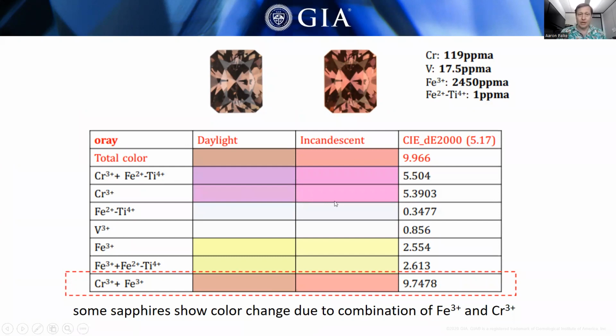So chromium is giving a pink color, but again, not much of a color change on its own. There's not much iron titanium pairs in this sapphire. And then the iron 3+ atoms on its own is also shown here. But none of these individual chromophores on their own is producing much of a color change. What I'm showing on the last one, the bottom, is when I combine chromium and iron in this sapphire. When I do that, the combination of these 2 chromophores does give us this nice color change, which we can see by the modeled color based on these 2 chromophores, which pretty well matches the color of the stones.